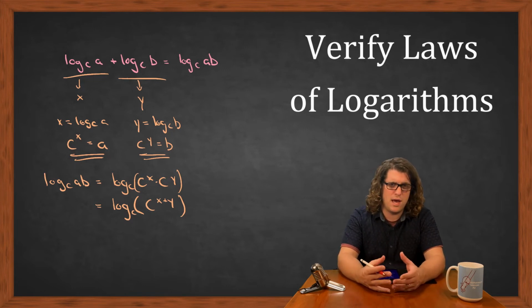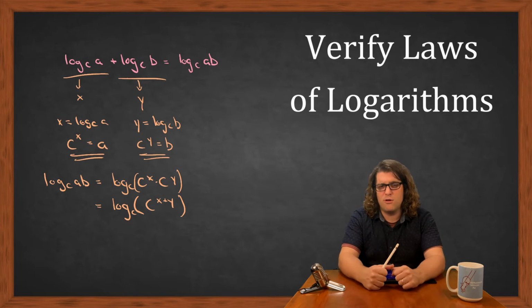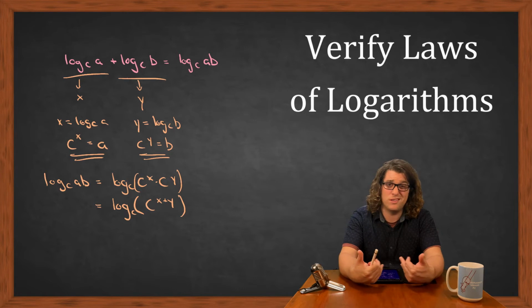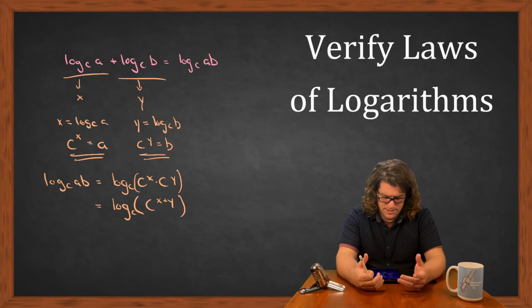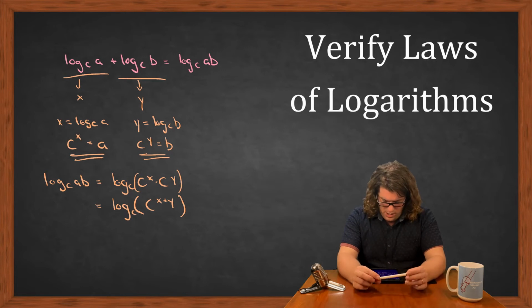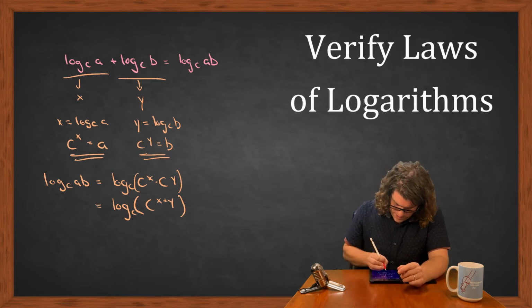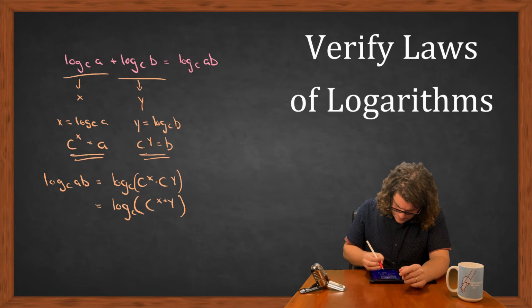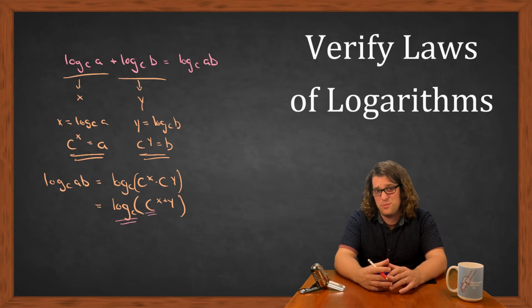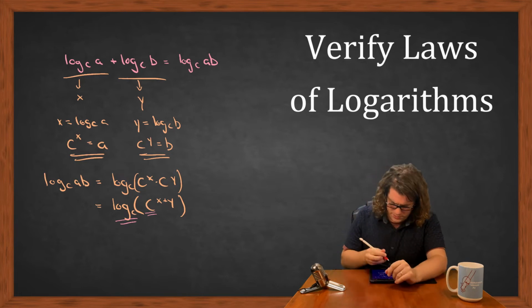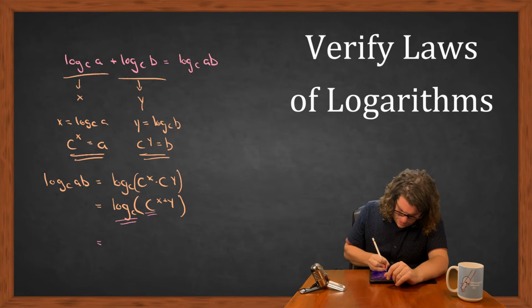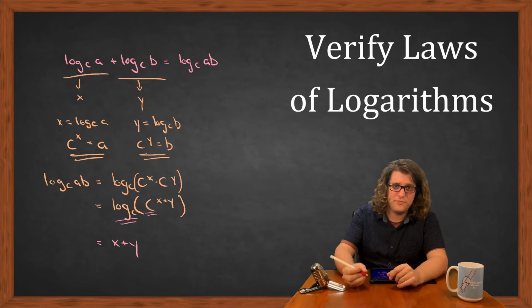And we showed that by coming up with the idea of a logarithm by switching the x and the y value algebraically, and then showing that we can use new notation to show what that actually means in terms of a logarithm. All right, so because the log base c is the inverse to an exponential base c, those two pieces undo each other completely, and we're left with x plus y.